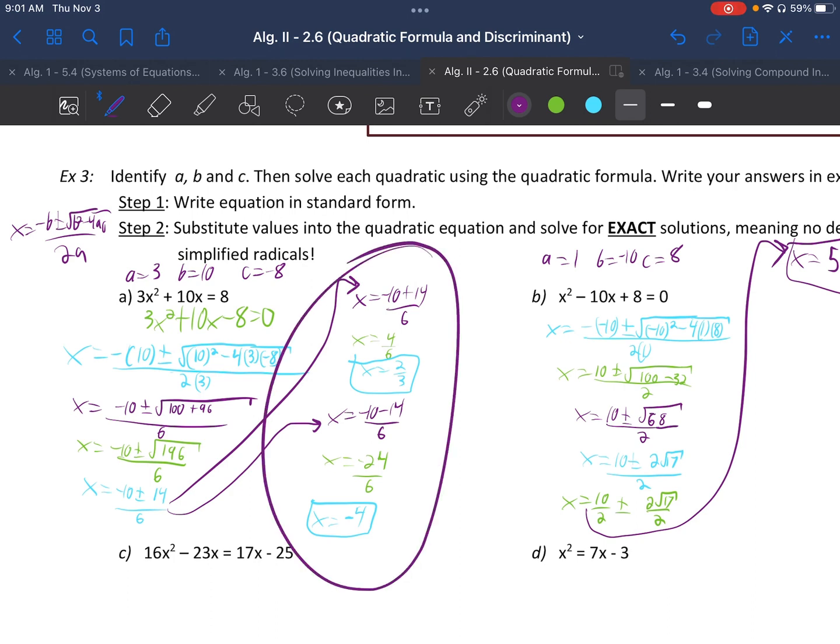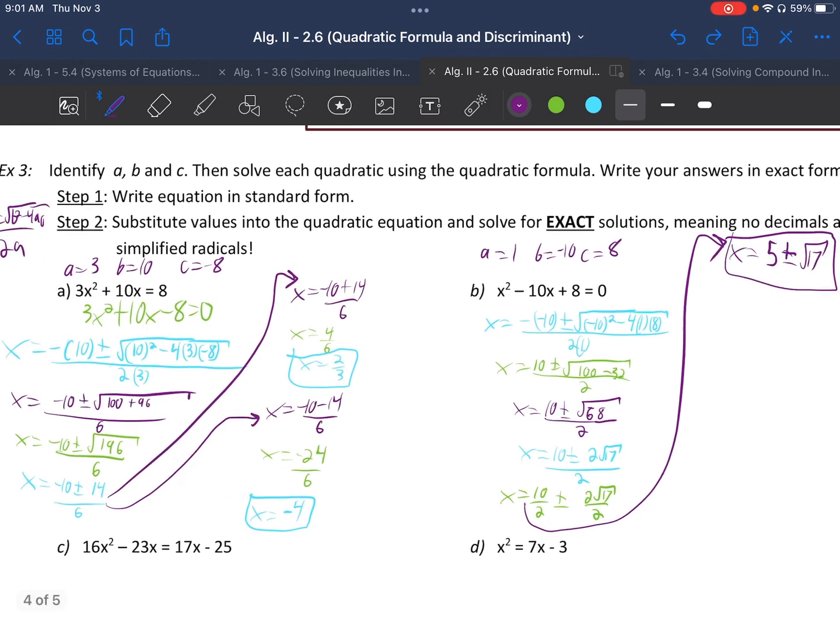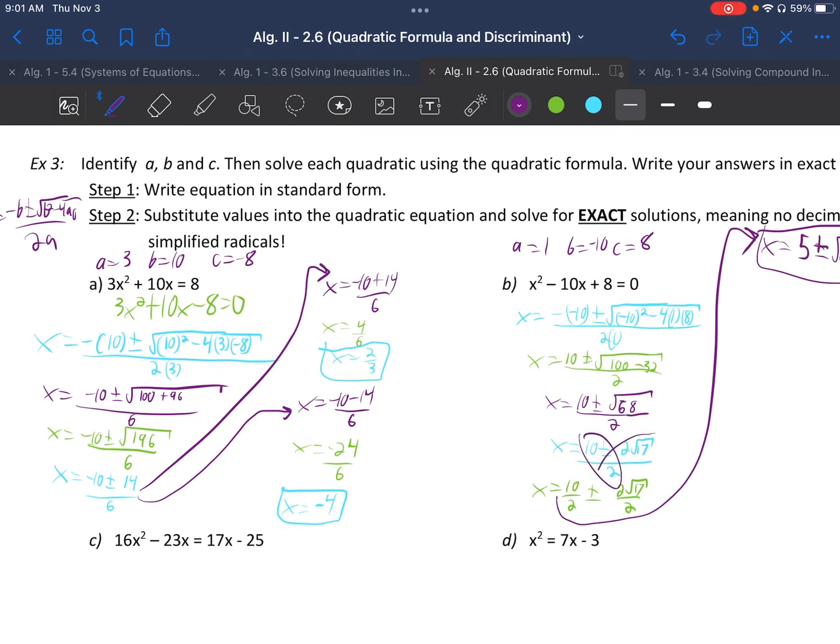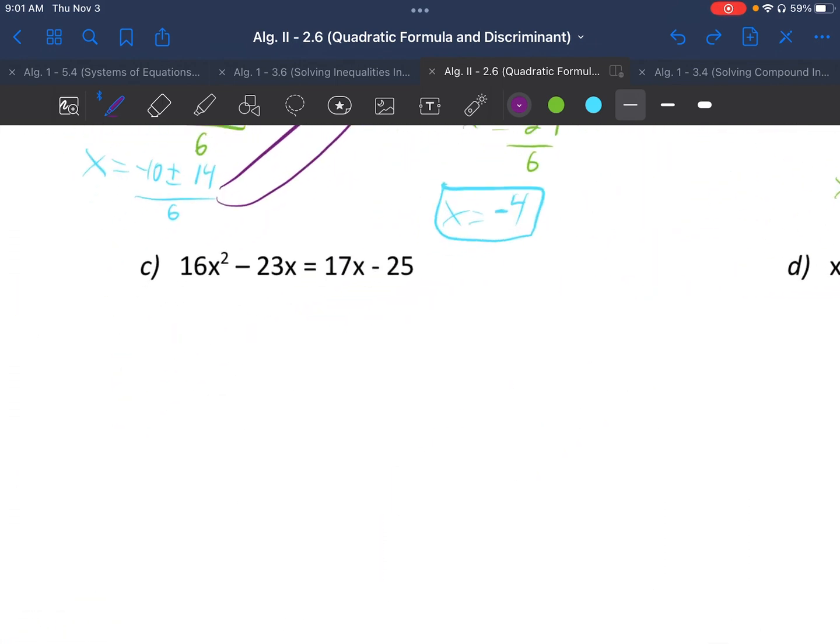So a quick recap here. Instead of splitting it into the positive negative like we did on the previous example, because it was a perfect square, because it was not a perfect square, we instead split the fraction and look to simplify.